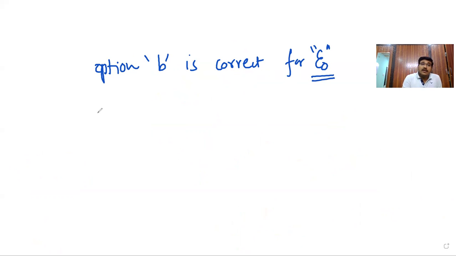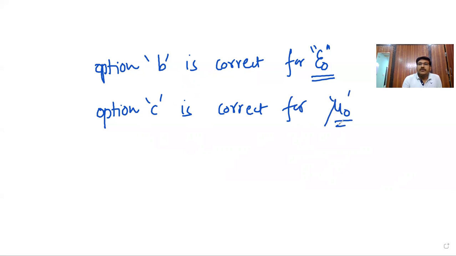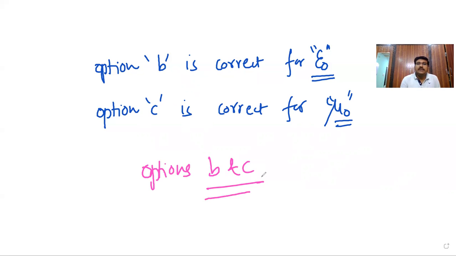Okay. Earlier, option C is correct for mu naught, permeability of vacuum. Understand? That means it is an MCQ type question. I said multiple choice question with more than one option is correct. So what are the options? Options B and C. B and C are correct.